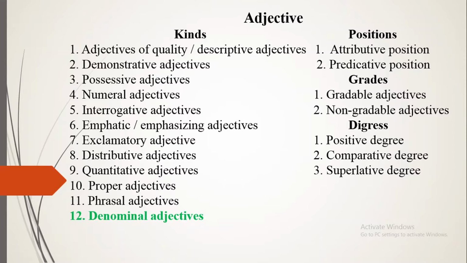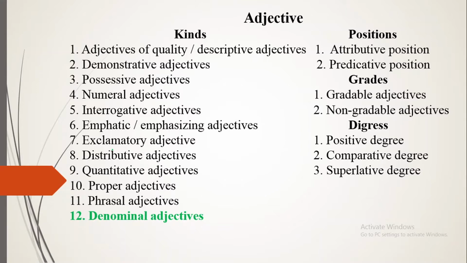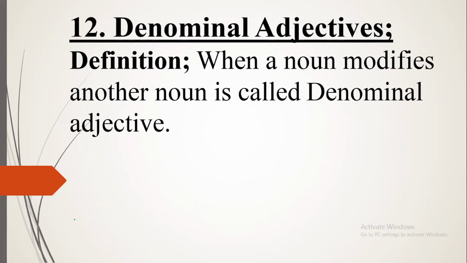Today we will be discussing the 12th kind of adjective that is known as denominal adjectives. What are denominal adjectives? That definition we will discuss and talk about it. The definition is: when a noun modifies another noun, it is called a denominal adjective.